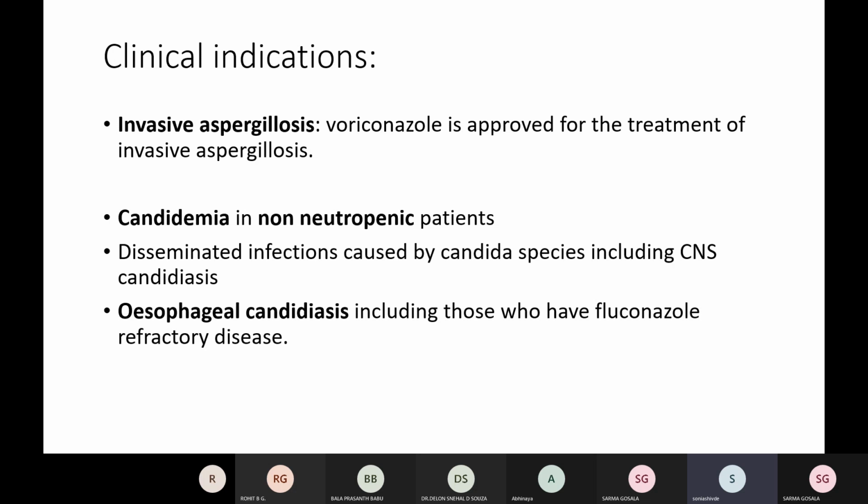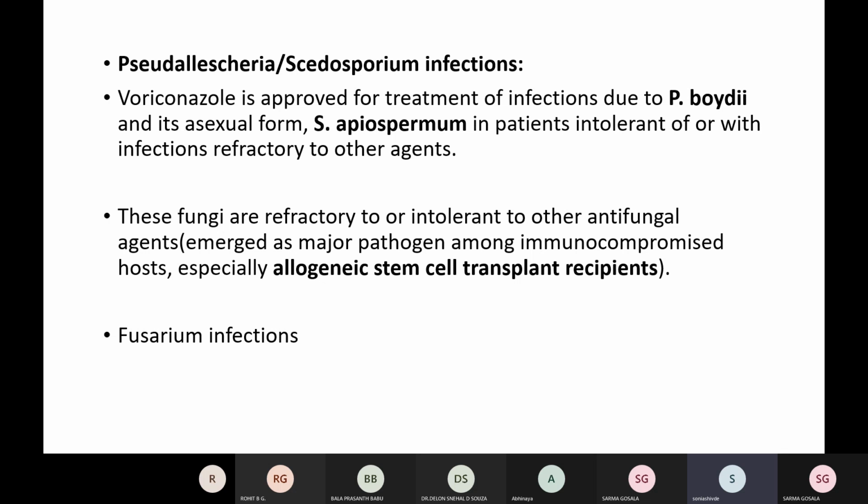Invasive aspergillosis. Voriconazole is approved for the treatment of invasive aspergillosis, candidemia in non-neutropenic patients, and disseminated infections caused by Candida species, including CNS candidiasis and esophageal candidiasis, including in those who have acquired fluconazole resistance or have fluconazole-refractory disease. Then Pseudallescheria and Scedosporium infections. It is FDA approved for the treatment of these infections in patients who are intolerant to, or whose infections are refractory to, other agents, especially amphotericin B.